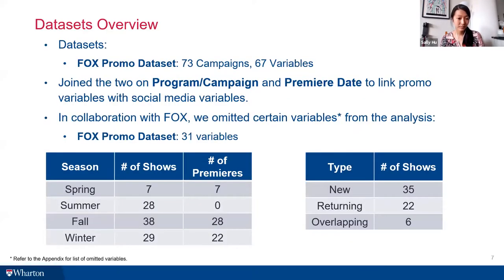All right, next slide. So real quick, to reiterate some of the points that Gina had brought up, we're working essentially with two data sets. The first was the Fox promo data set, which had 73 campaigns or TV shows across 67 variables. Those variables could be anything from total time to, if anyone knows marketing details, GRPs, frequency, reach. And then we ended up combining those two data sets for the traditional marketing and the social media marketing into one, which is what Sally's team went through. And then throughout it, with collaboration from Fox data scientists, we removed some variables that were becoming problematic just due to some missing data. And then you can see a breakdown at the bottom of when the shows premiere, highlighting that most of Fox's shows premiere in the fall, and most of their shows are new. Next slide.